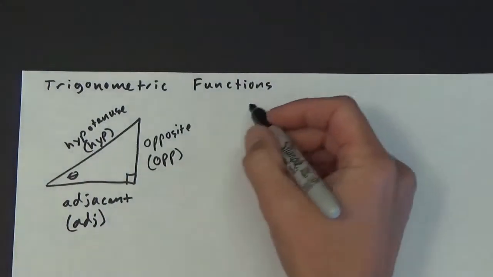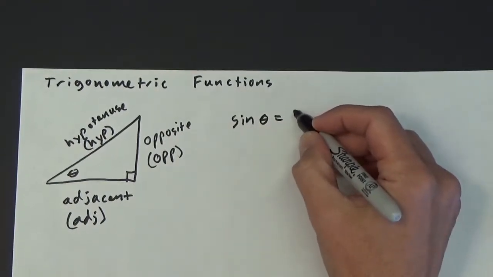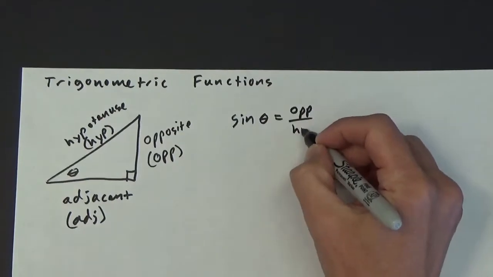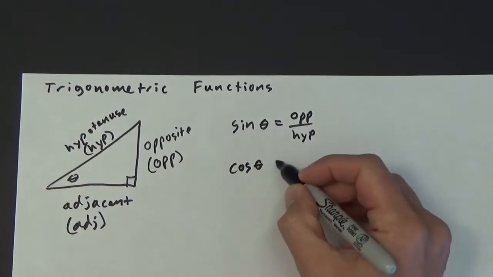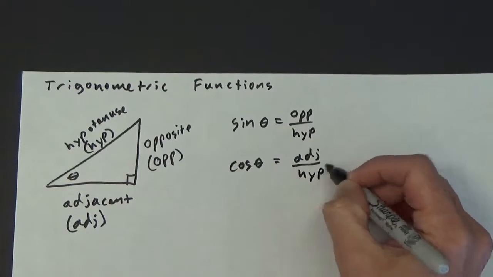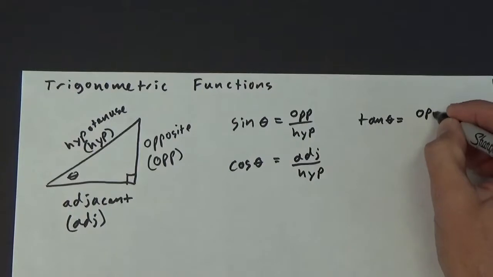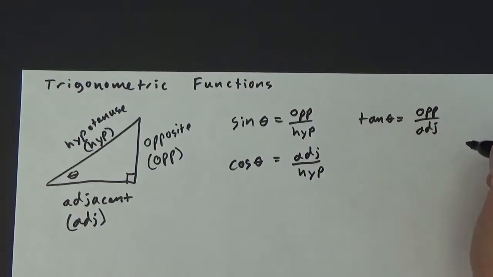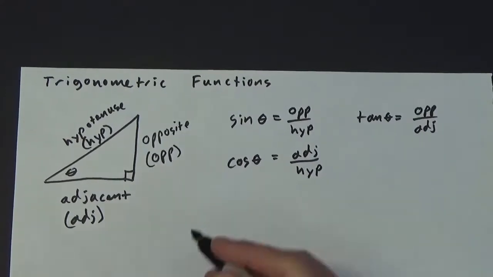All right, so the 3 trig functions we already have: the sine of theta is the opposite over the hypotenuse. The cosine of theta is the adjacent over the hypotenuse. And the tangent of theta would be the opposite over the adjacent. Okay, so now these are the 3 main ones. These are the ones we use most of the time. But there are 3 other ones, and so let's introduce those.